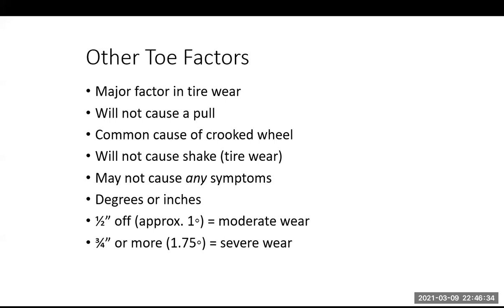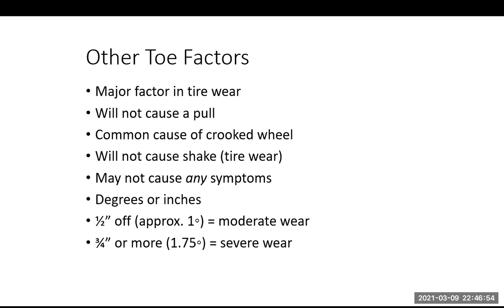So toe is a cause of crooked steering wheel, but not the cause of pulling. Toe won't cause a shake. Toe can wear tires in such a way that they begin to shake, but generally speaking, if you have a perfect set of tires, changing the toe setting won't cause or cure a vibration. Toe may not cause any symptoms at all.